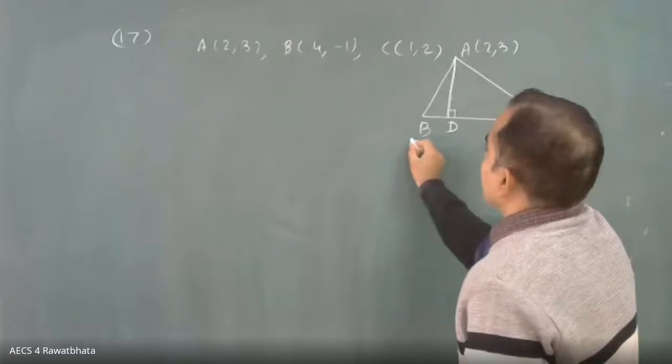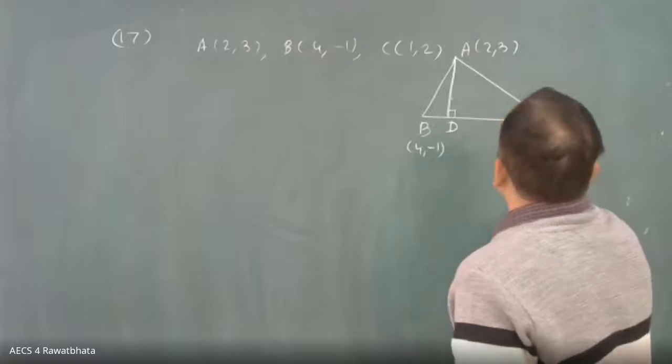Sir, for the point 2, 3, it will be y minus 3 equal to 1 into x minus 2. How did you get the 1? So the formula of slope. We are having the slope of 1, that's why.